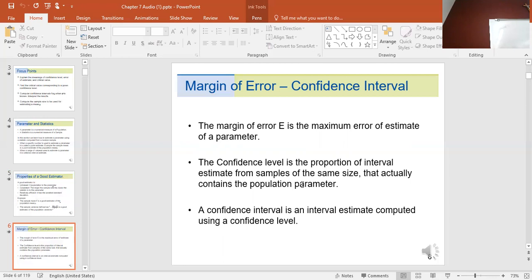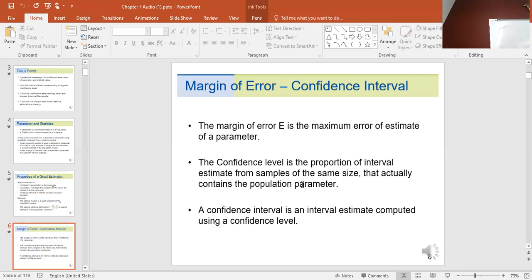The confidence level is the proportion of interval estimates that contain the parameter. You can make a lot of interval estimates, but how many of them actually contain the parameter? The proportion of interval estimates that contain the parameter is what we call the confidence level, when you choose samples of the same size. So a confidence interval is an interval estimate that is computed using a confidence level.